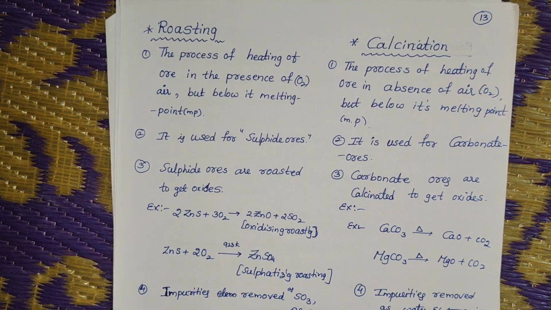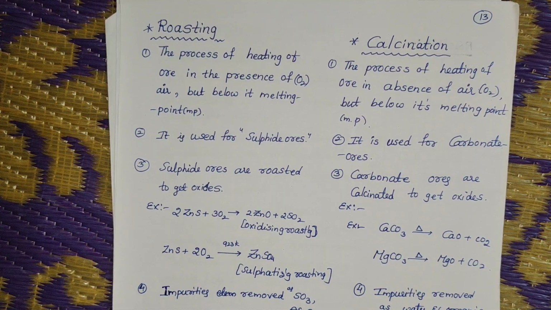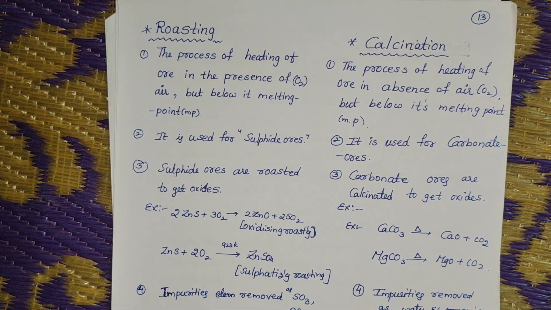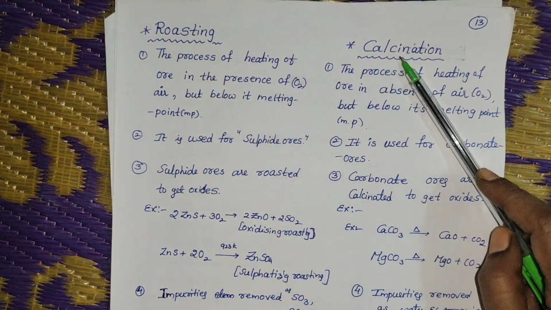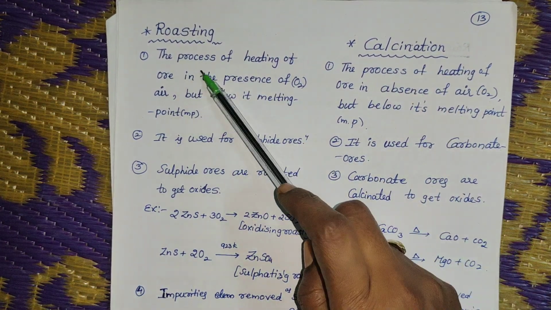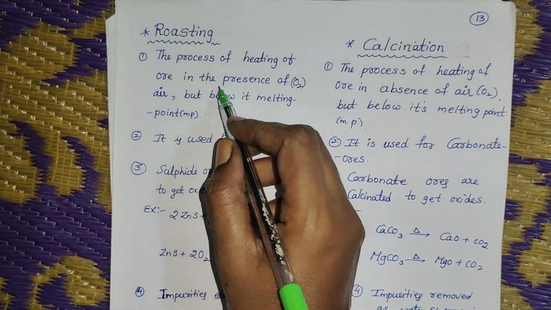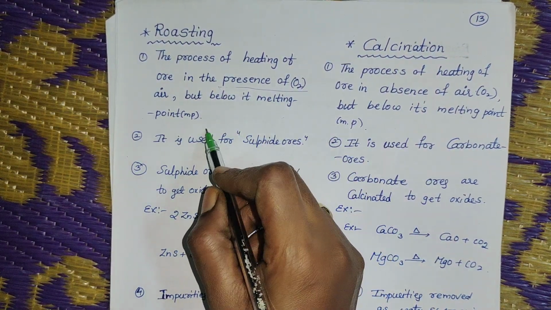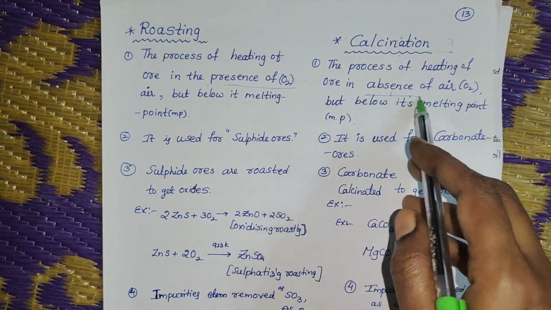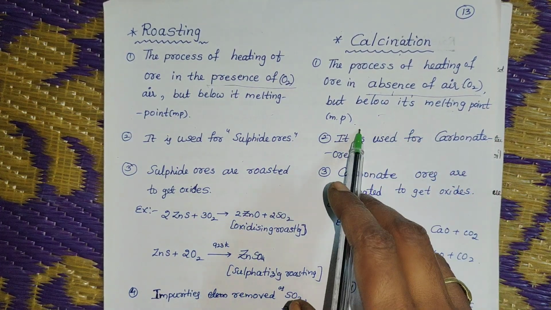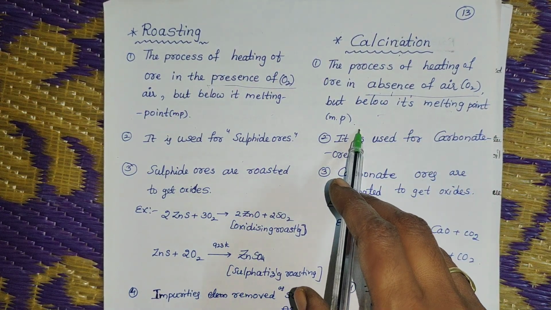So already it is too late and you don't have time, that is why I am telling very fast, so please excuse me. Roasting is the process of heating. Calcination is also a process of heating. Roasting: in the presence of oxygen we heat below its melting point. Calcination: the process of heating but in the absence of oxygen, below its melting point. You remember this point.